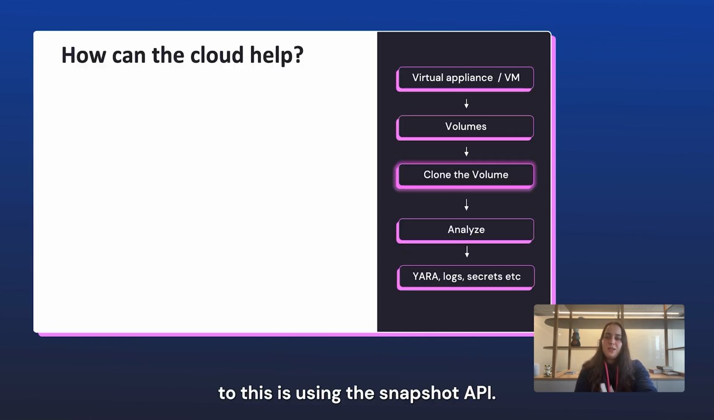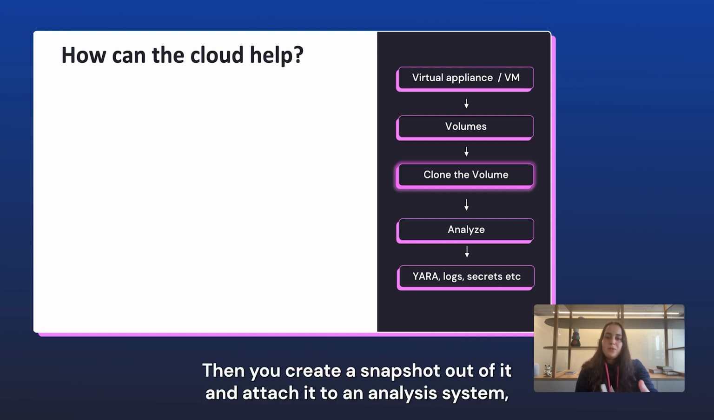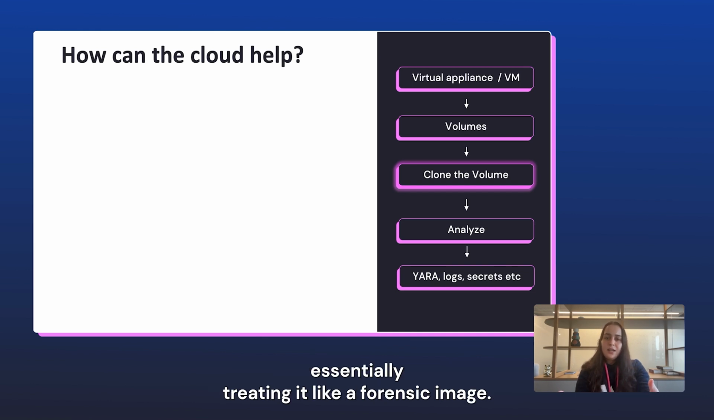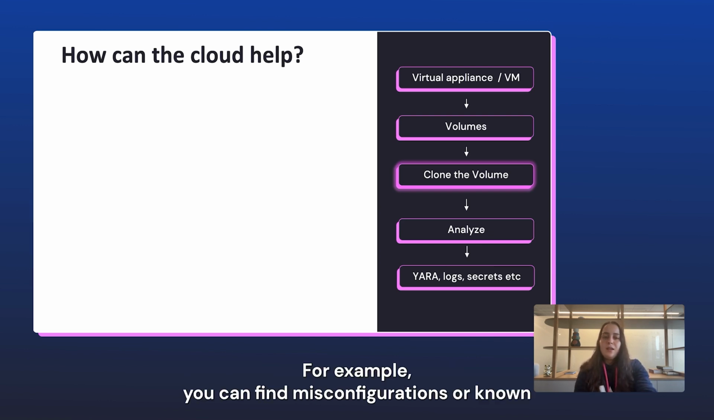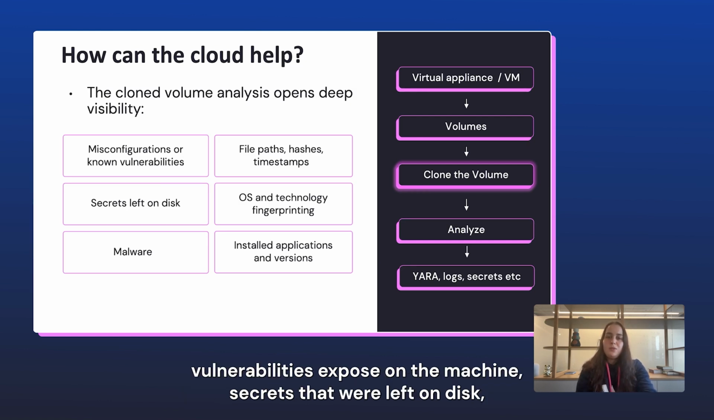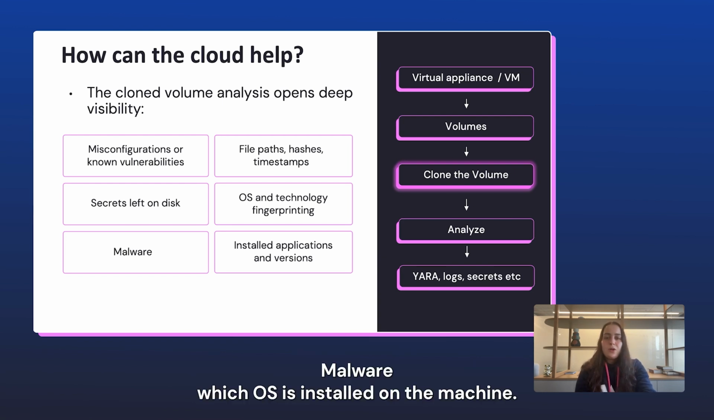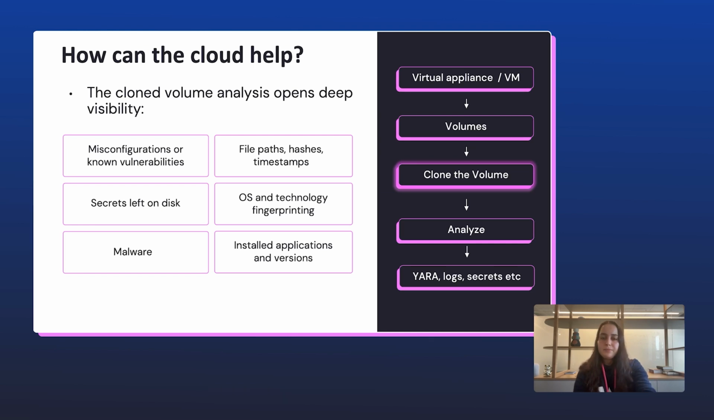So our solution to this is using the Snapshot API. You just find the relevant volume you want to investigate, then you create a snapshot out of it and attach it to an analysis system, essentially treating it like a forensic image. Then you can run YARA rules, ingest logs, and find anything you wanted before but didn't have. For example, you can find misconfigurations or known vulnerabilities exposed on the machine, secrets that were left on disk, malware, which OS is installed on the machine, and generally what the file system looks like.